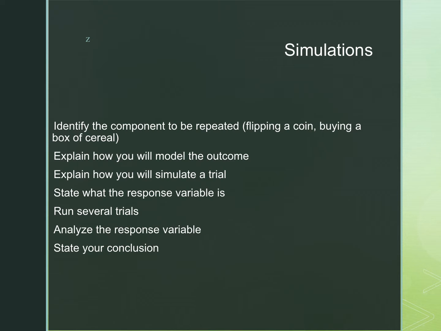Now the response variable is what we're interested in the end. Are we interested in the percent of shots we made out of 5? Are we interested in the average number of attempts before we missed? That's your response variable. And then we actually calculate that in step 6.